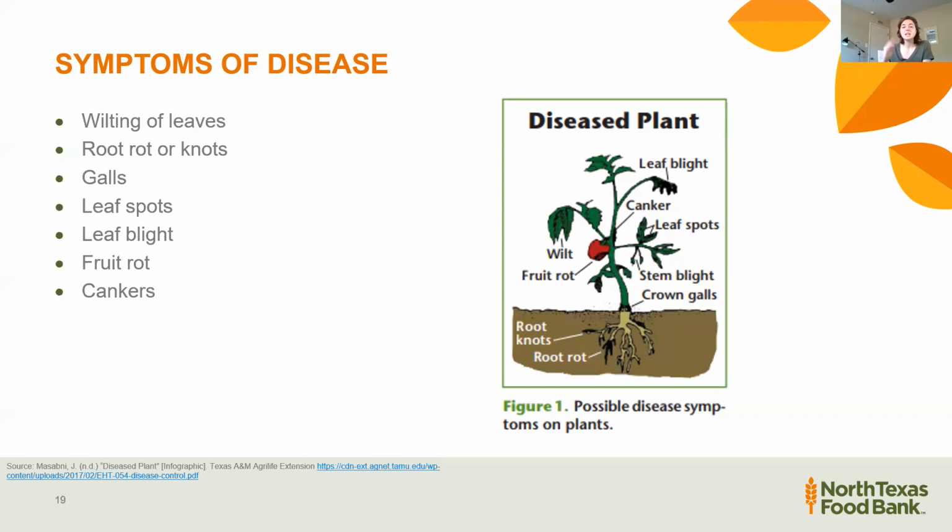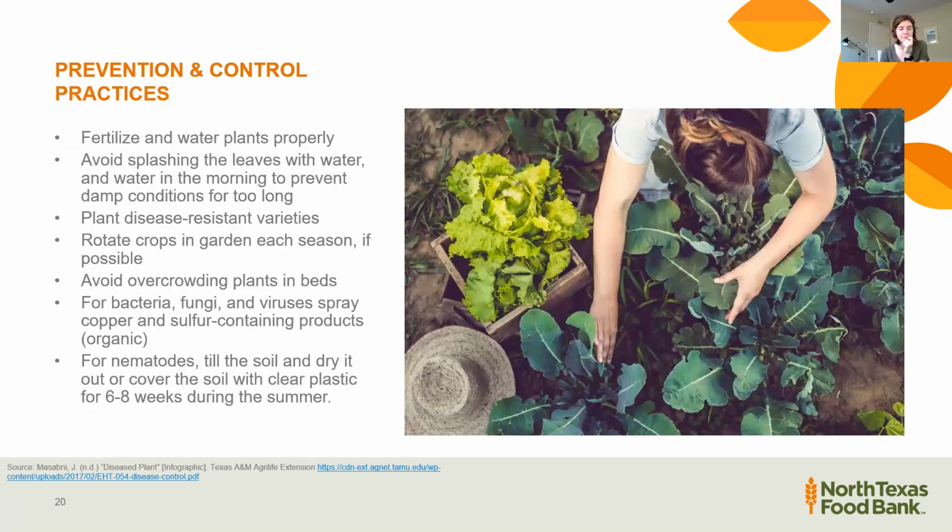Cankers are going to be sunken lesions on your stem, or it doesn't even have to be on your stem, but it's going to be somewhere on the plant. And it's going to be a sunken lesion, and oftentimes it can be oozing some kind of liquid. So a gall is an overgrowth of plant tissue, and a canker is going to be a sunken lesion, and it's going to look like a wet water spot and oftentimes oozing something. That's definitely a sign that something is going wrong.